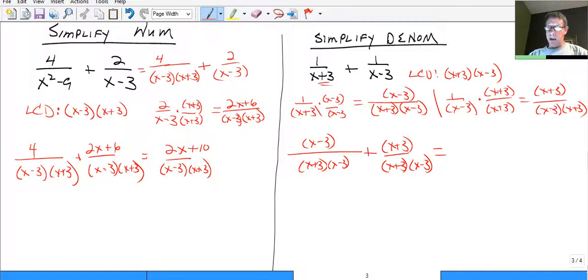Okay, so if I add those, I'm going to have this x plus this x. I'm going to have a minus 3 plus 3, which is going to be 0. So here's my denominator, simplified.